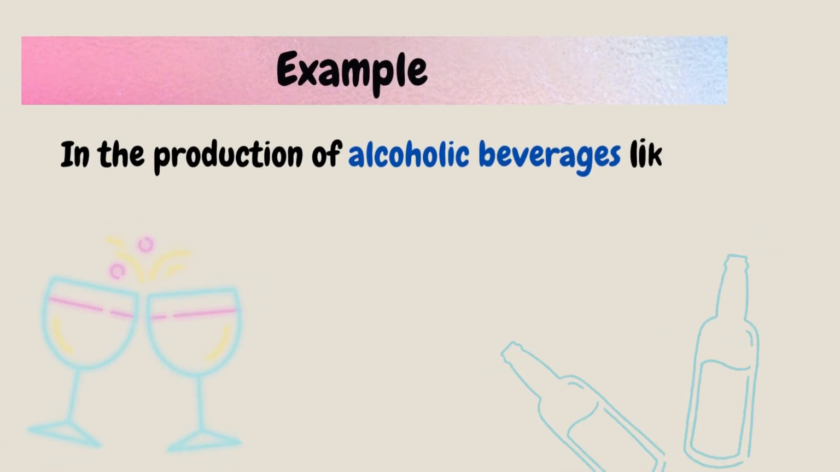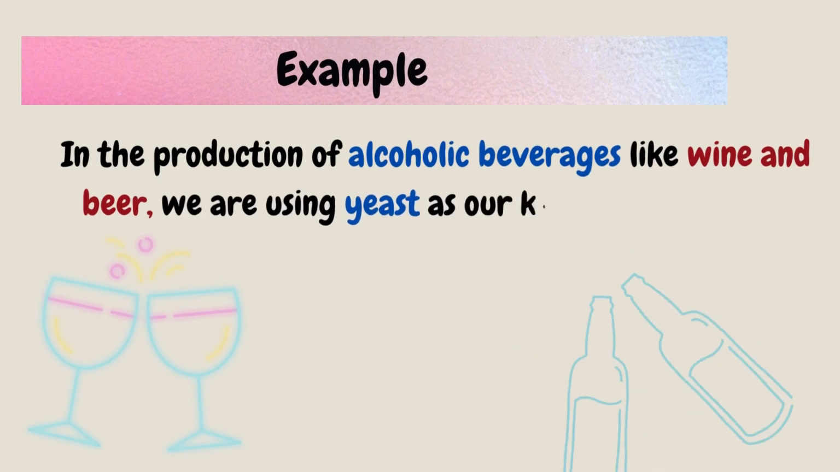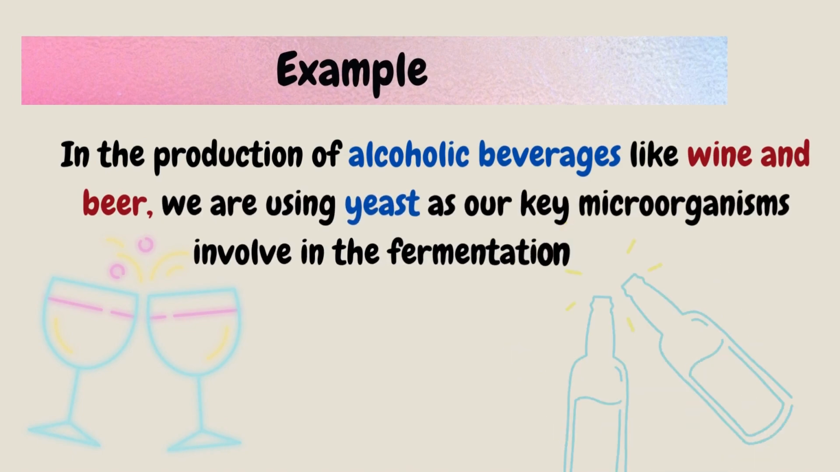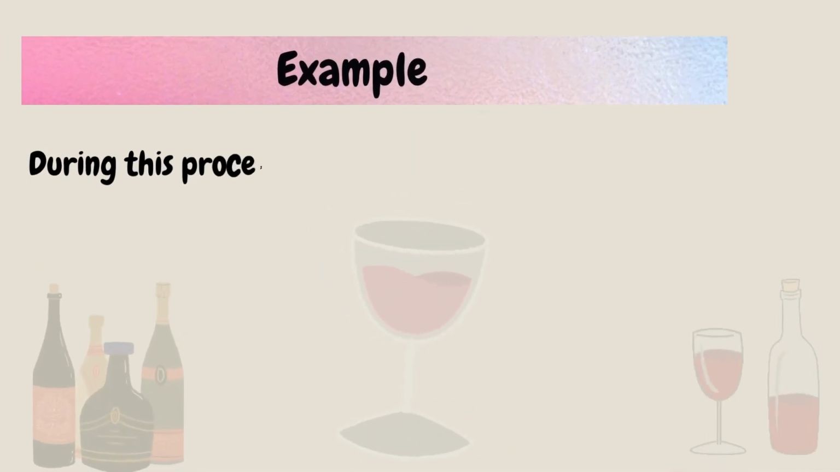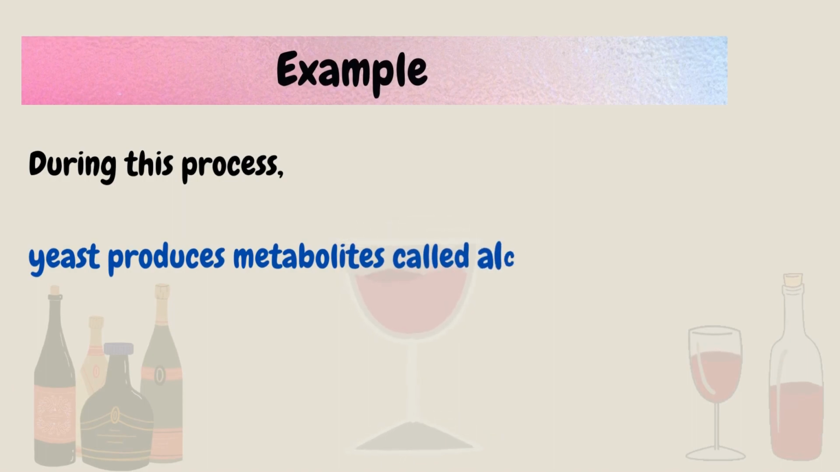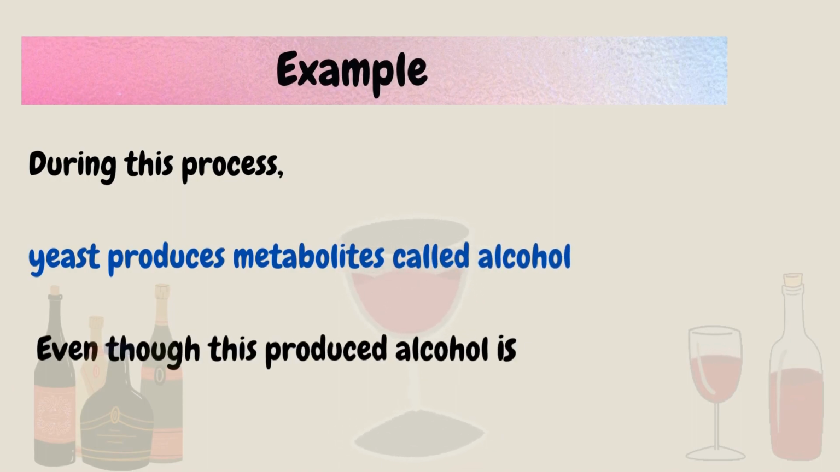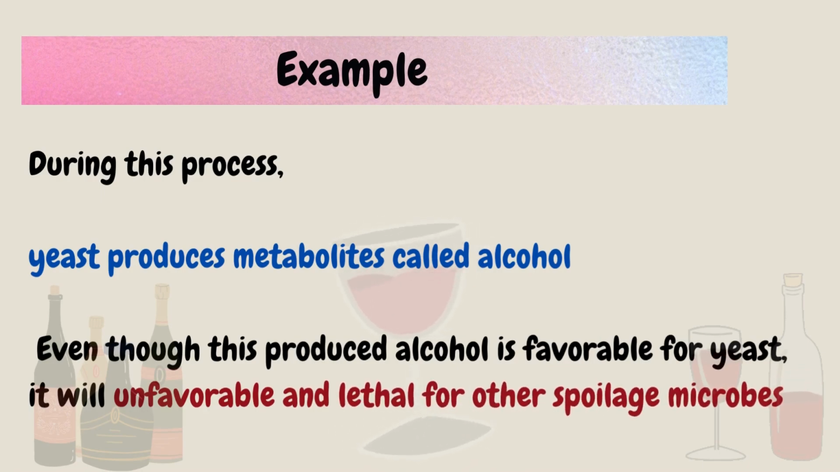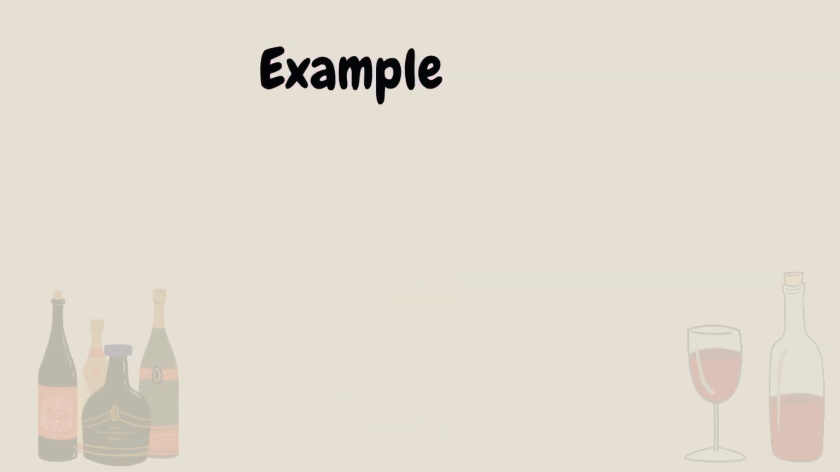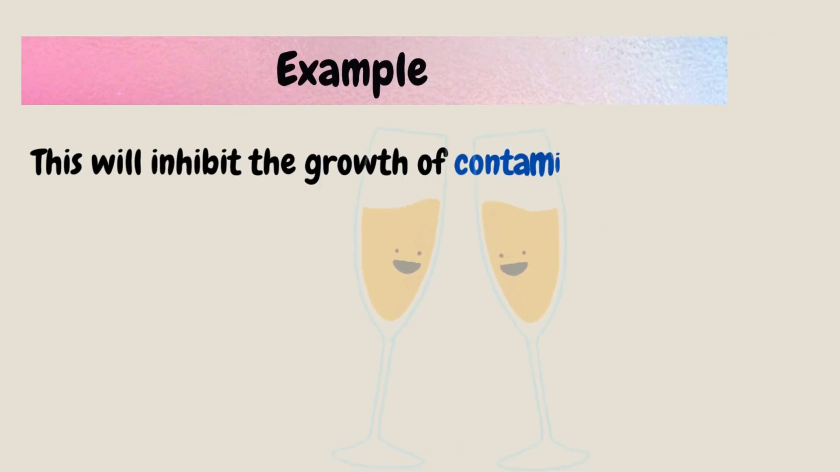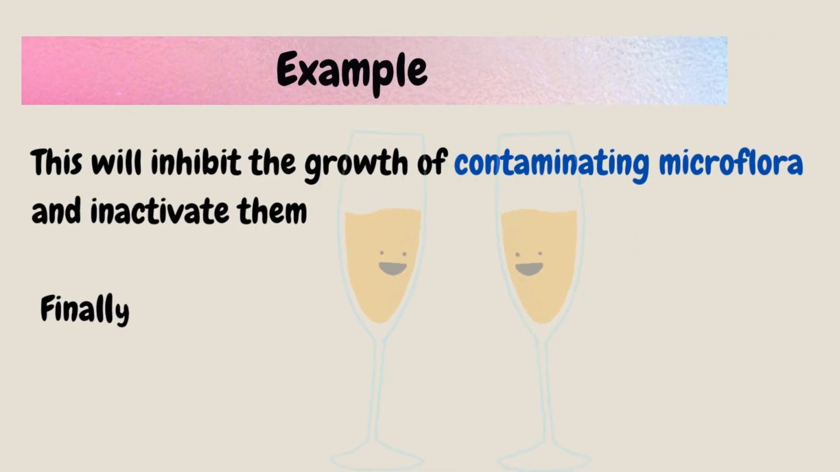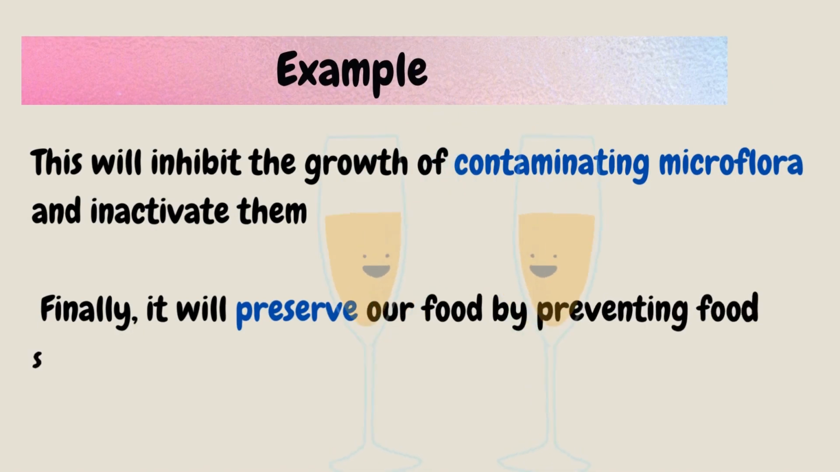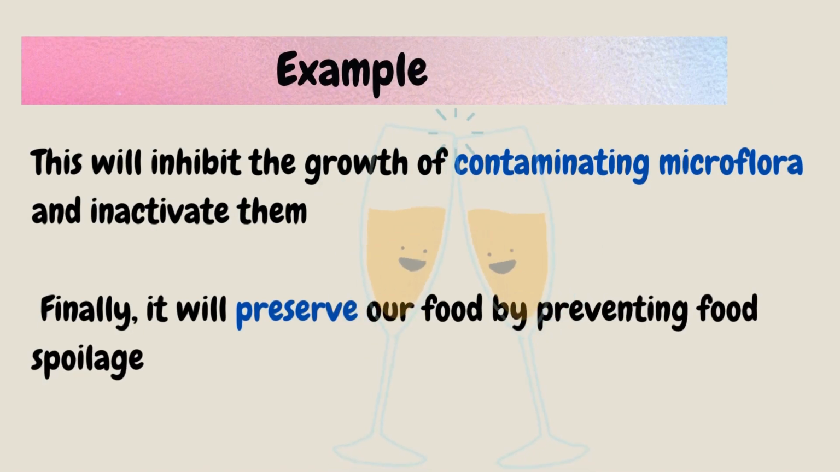For your understanding, in the production of alcoholic beverages like wine and beer, we are using yeast as our key microorganisms who are involved in the fermentation process. During this process, yeast produces a metabolite called alcohol. Even though this produced alcohol is favorable for yeast, it is unfavorable and lethal for other spoilage microbes. This will inhibit the growth of contaminating microflora and inactivate them. Finally, it will preserve our food by preventing food spoilage.